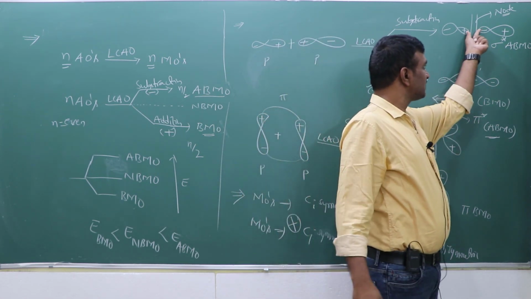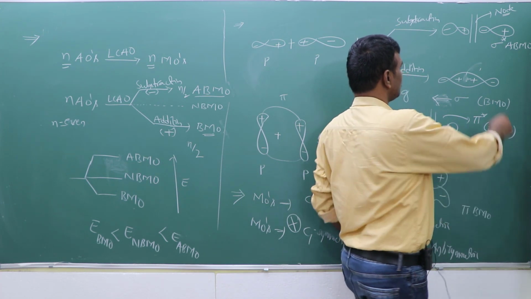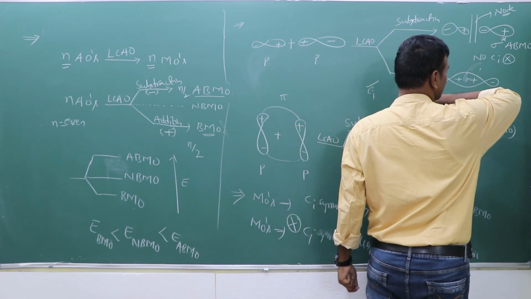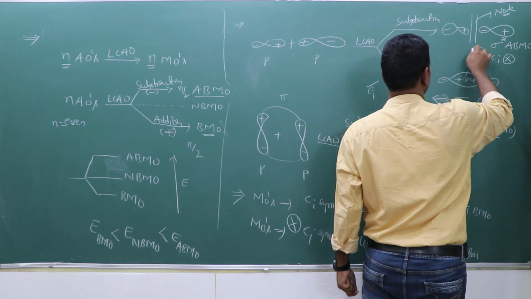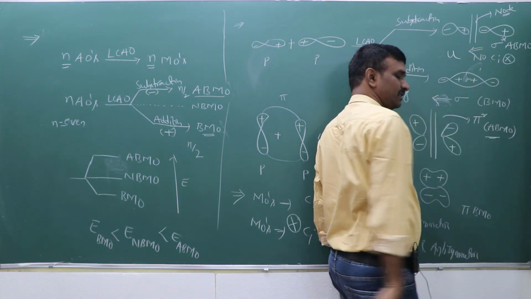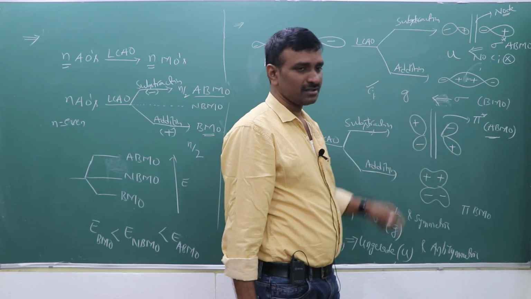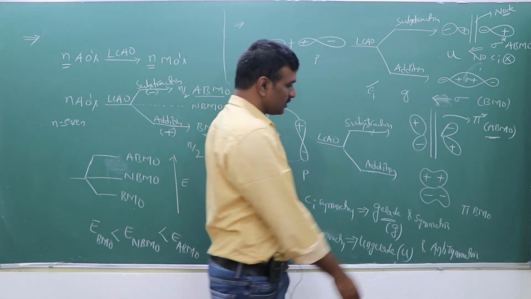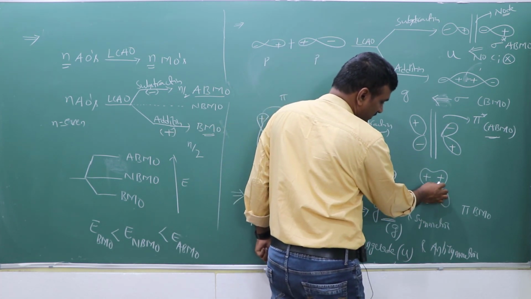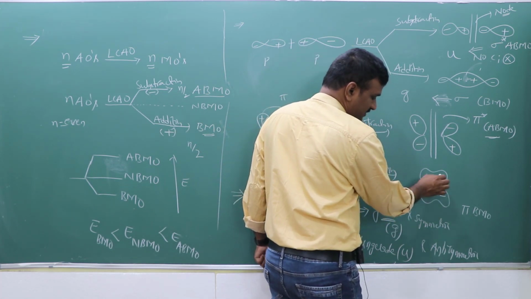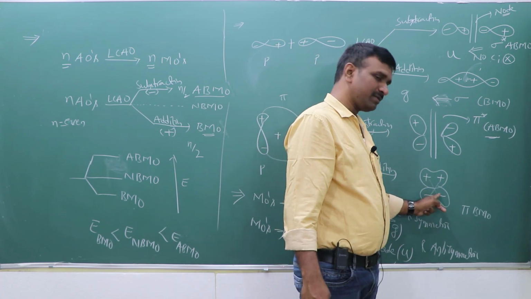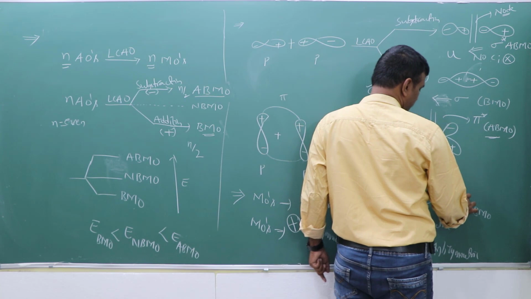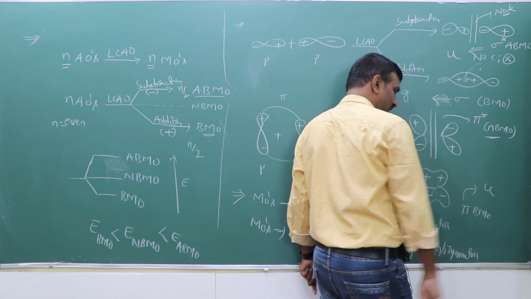And here it is minus and plus, there is no CI. CI is not there, so these sigma star molecular orbitals are ungerade. Now coming to the pi case, here it is plus minus and minus plus, which are opposite. So the pi molecular orbitals are going to be ungerade.